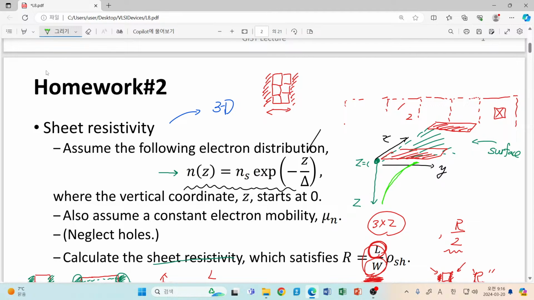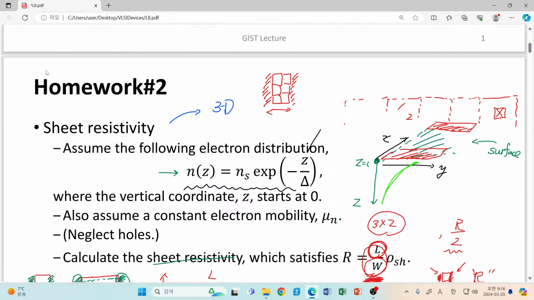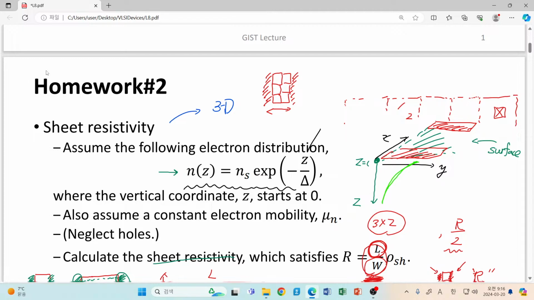In that case, what will be the sheet density seen from our two contacts? That should be answered by your homework problem. Simply, that is related to the integration of your electron density, but please think about this one. And I wanted to give you a hint to solve this problem. Although we draw it in that way, sheet density here, in between these two contacts, we consider sheet density.